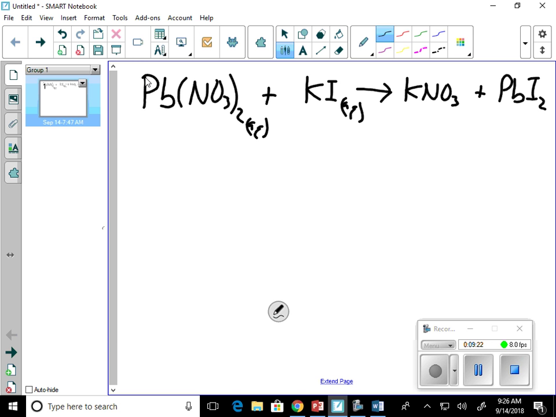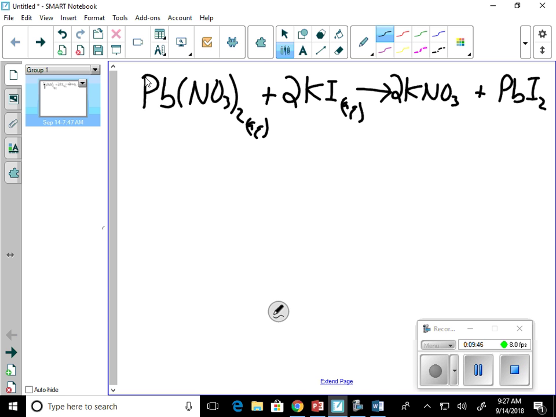If the first step is to try to write a balanced equation, this is not balanced yet. Because I have a 2 nitrate on the left-hand side, I'm going to put a 2 nitrate on the right-hand side. But now I have 2 potassiums on the right-hand side. I need 2 potassiums on the left-hand side. Now it's balanced, but I don't have phase notations for the products.